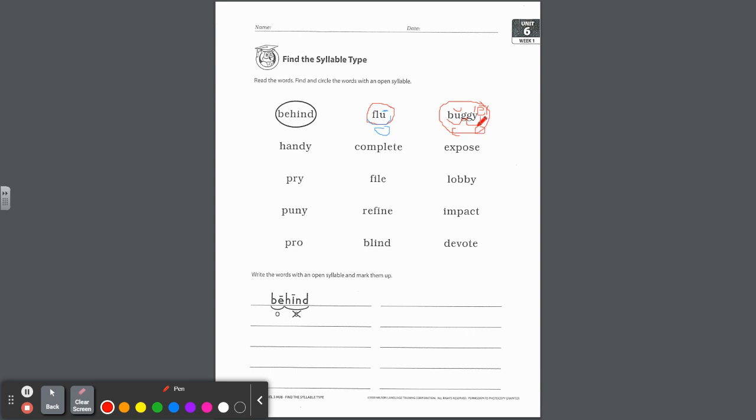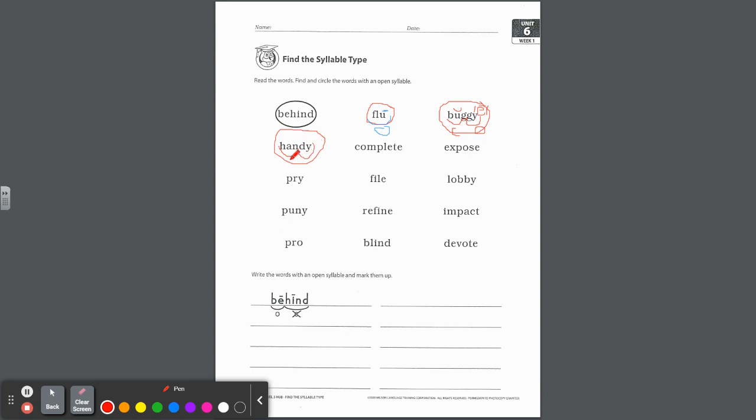All right. Let's go to the next row. Handy. We have a long vowel sound. Yes. Okay, it's long because it's not in a vowel-consonant-E pattern, but it's open. It's not closed in. So handy.